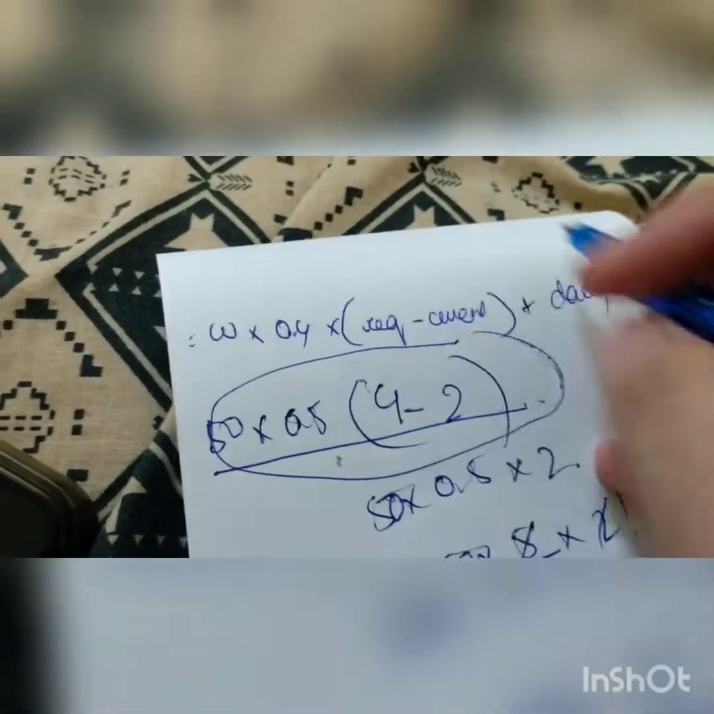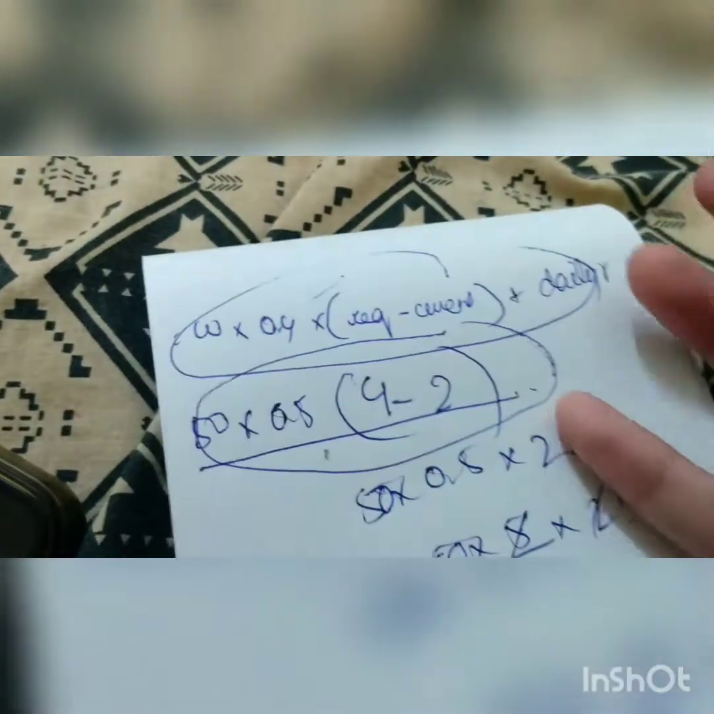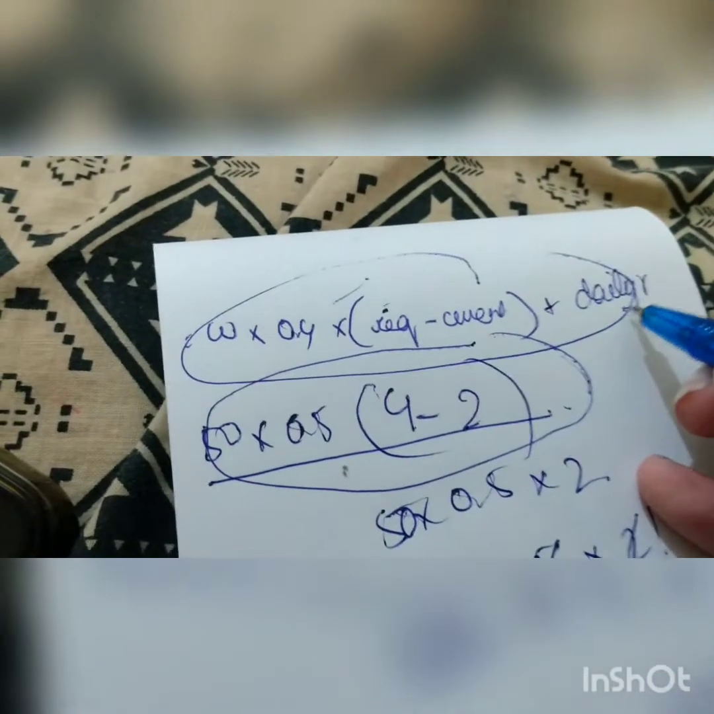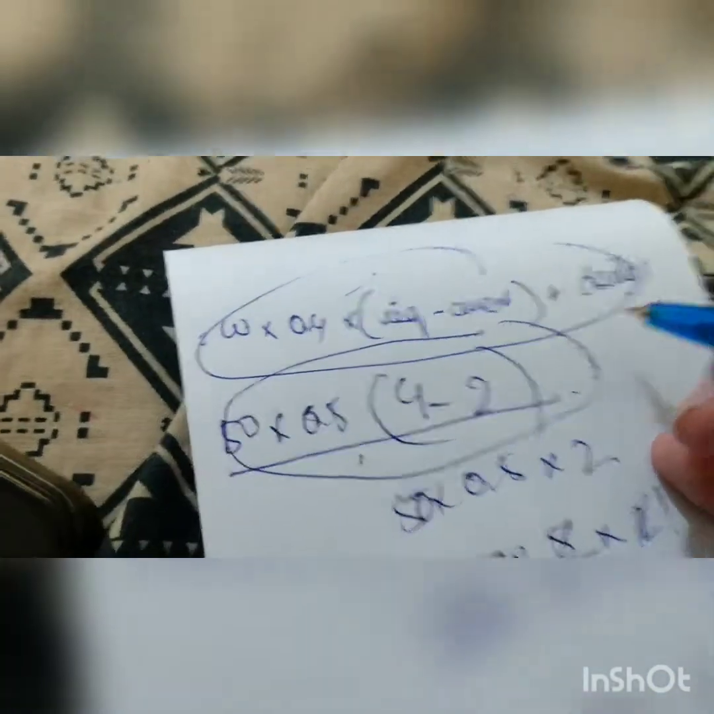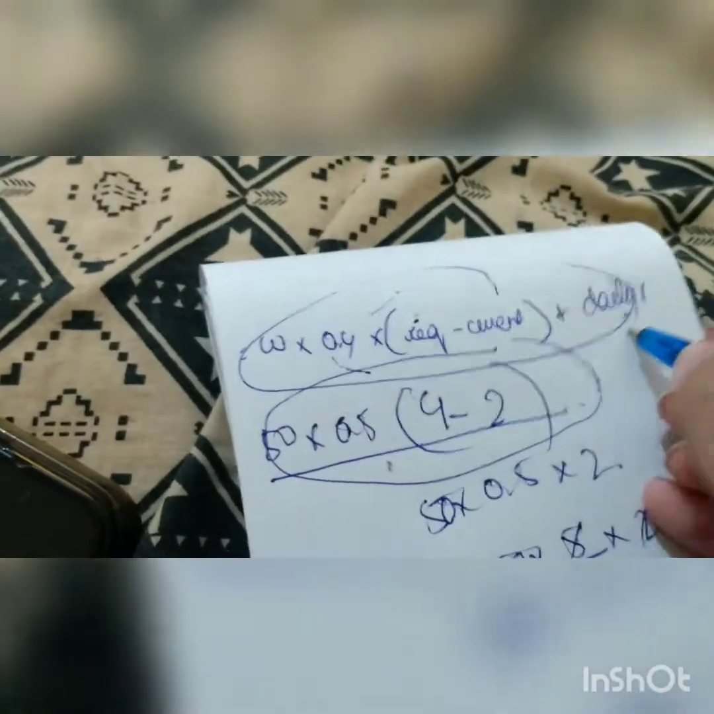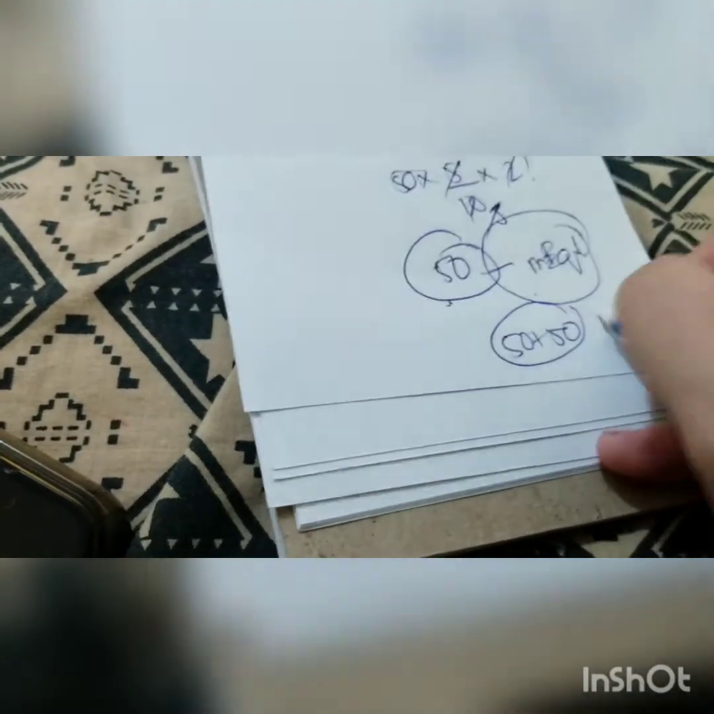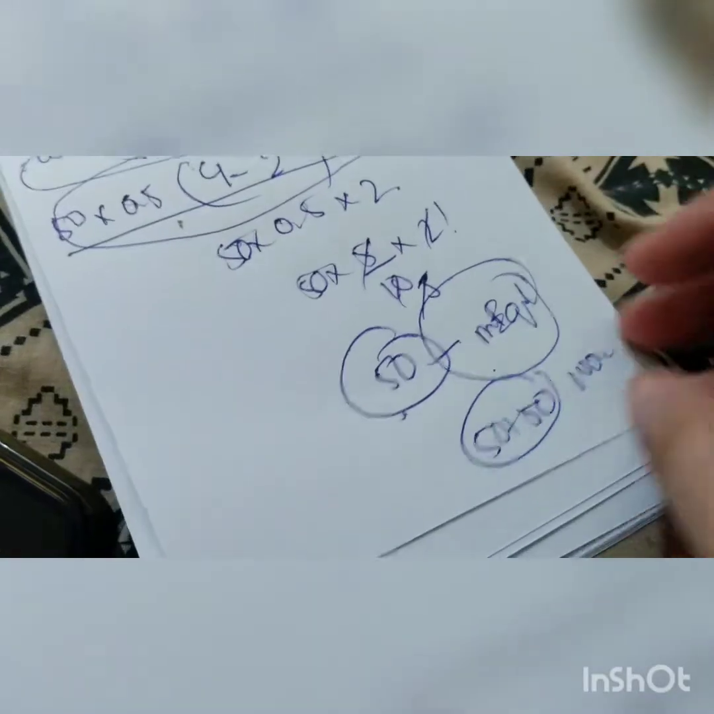Daily requirement is, now when you're replacing it, deficit replacement plus daily requirement, we're going to add it. The daily requirement is equal to 1 milliequivalent per kilogram weight of the patient, and that is in this case 50. So 50 plus 50, that is going to be 100 milliequivalent. This is the amount that we're going to replace.